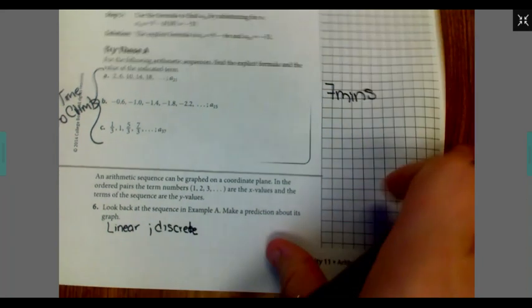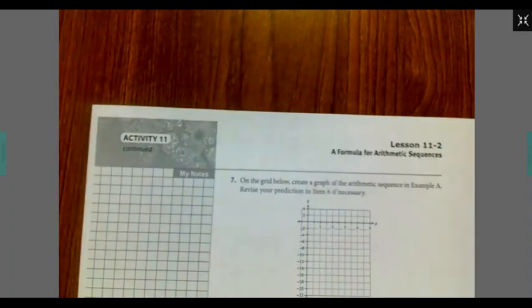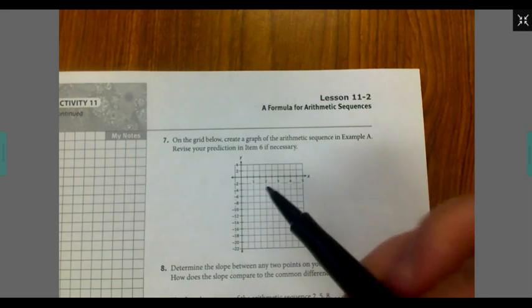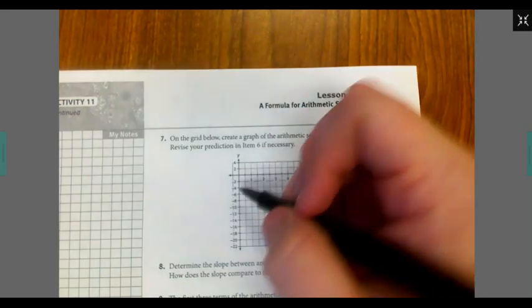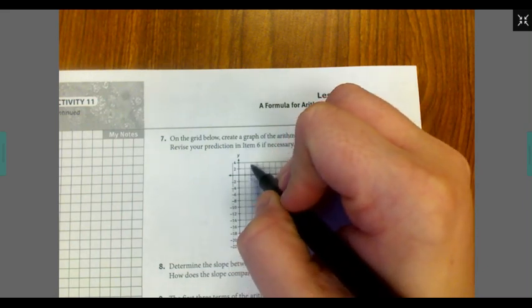Let's take a look at number 7. On the grid below, create a graph of the arithmetic sequence in example A and revise your prediction in item 6 if necessary. Well, my first term, if you recall, was +3. So first term is +3.